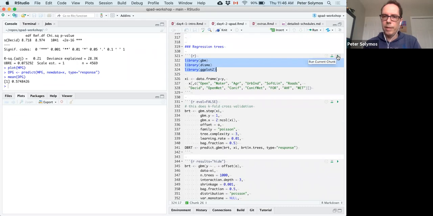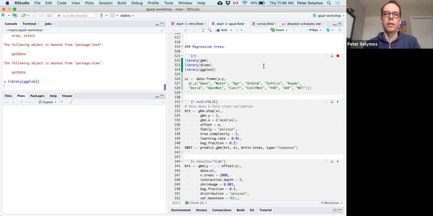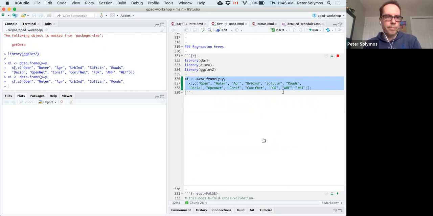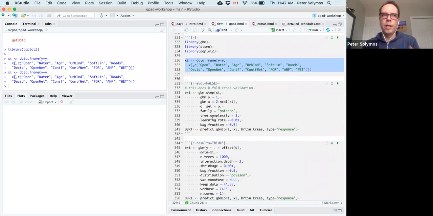So let me load these packages. If you can't load them, try installing them. It shouldn't take long. Just install the packages, dismo and gbm. Probably you already have ggplot2. And I'm just creating this data frame with my count involved and some of the covariates. And if you want to do k-fold cross-validation to optimize the number of trees, this is going to fit without spending a lot of time explaining how regression trees work.